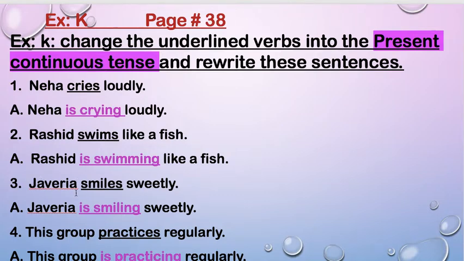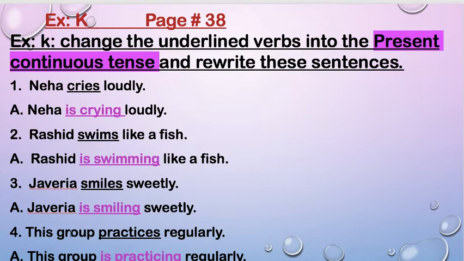Third one, Juveria smiles sweetly. Juveria is the subject here and is smiling is the verb here. Juveria is smiling sweetly. So smile was the verb and it was in simple present tense, and we have changed it into present continuous tense by adding a helping verb, and to the base form of the verb we add ing. Got it? So is smiling.